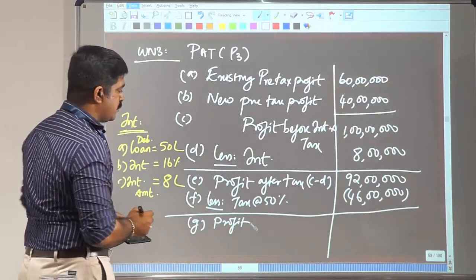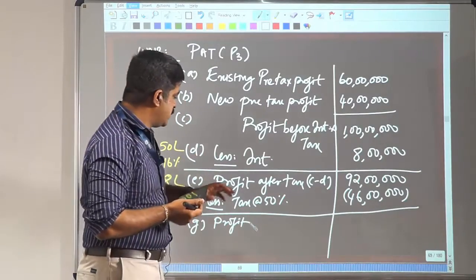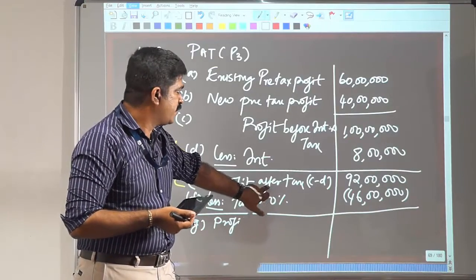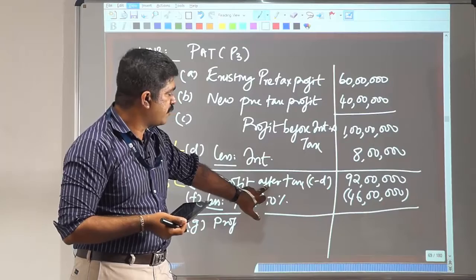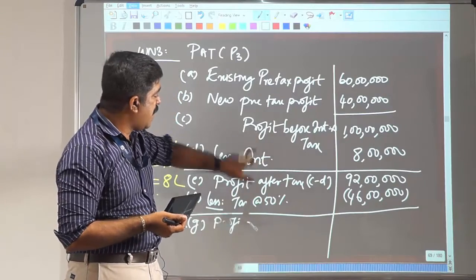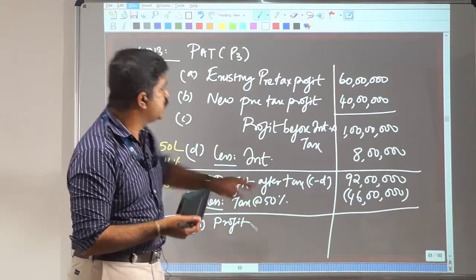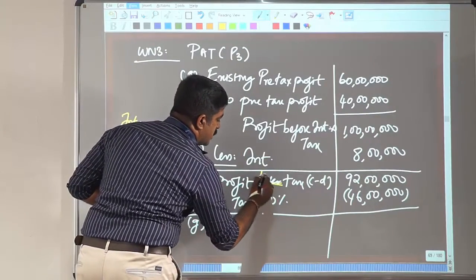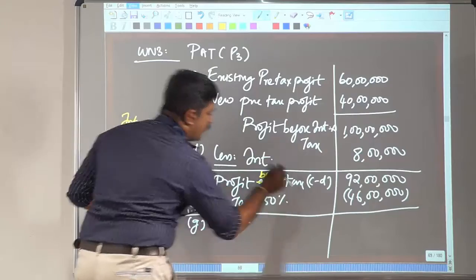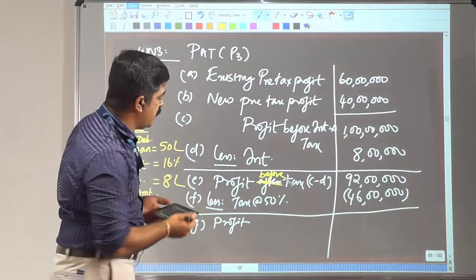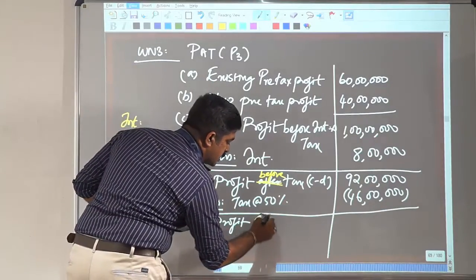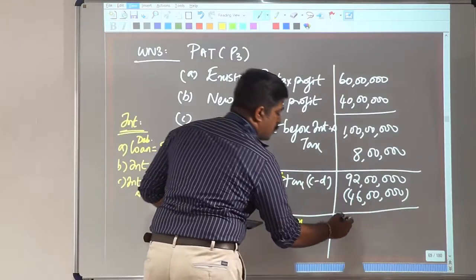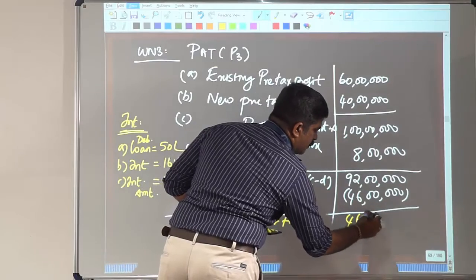I think there is one technical mistake. Please note here I have used the term profit after tax. This is not profit after tax. This is profit after interest. So the right usage here would be profit before tax. Kindly excuse me for that. It is profit before tax. So now only here we can have profit after tax. Okay. So what is my profit after tax? It is going to be 46 lakh.